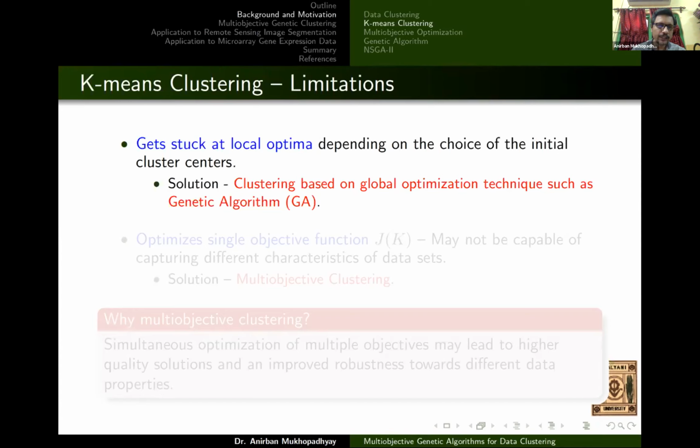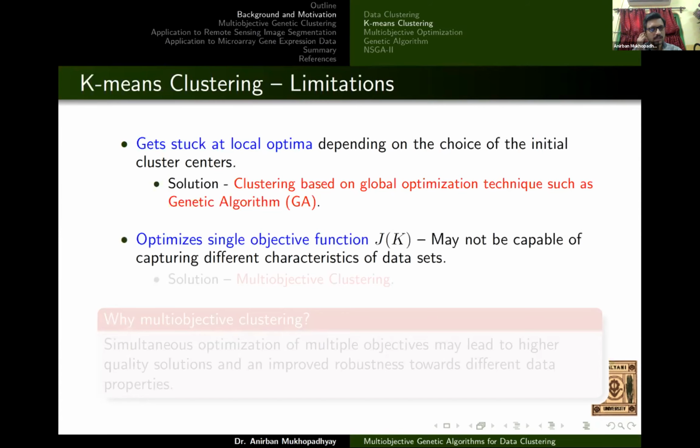Now, the second limitation of the k-means algorithm is that it optimizes a single objective function, J, or the cluster variance. But a single objective function may not be capable enough to capture the different characteristics of a data set, because there are many different types of data available in reality, and minimizing a single objective function J does not guarantee a good clustering solution.